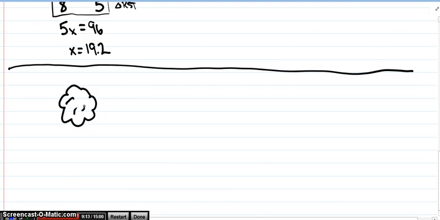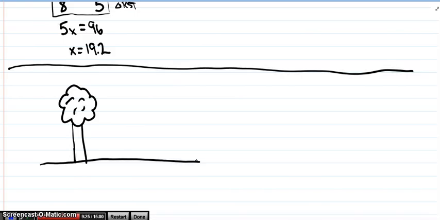I'm an artist in my off time. Okay, there's your tree. Again, I recommend always drawing. When you read a word problem, draw as you go. First off, it's fun to mess around and show off your drawing skills or lack of drawing skills. And two, it helps you see the problem. So you have a tree. You don't know how high it is. That's what you're trying to figure out. So that is X.